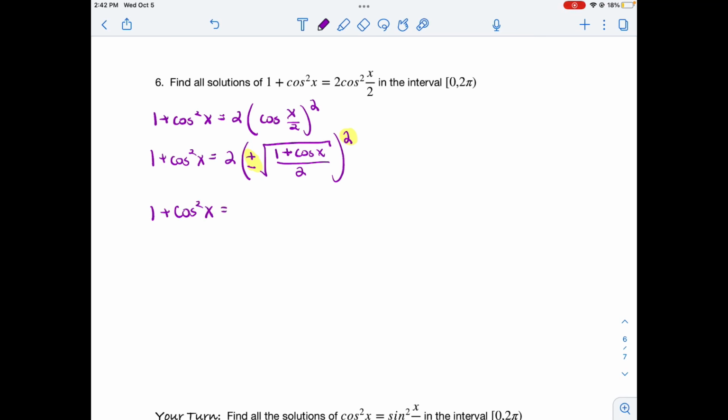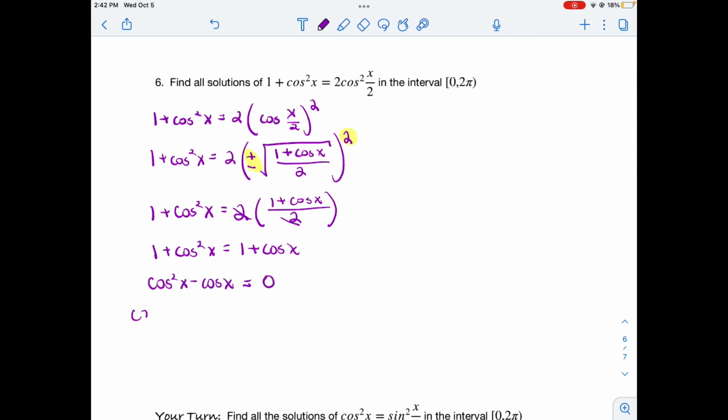All right, so when I square the square root of 1 plus cosine of x, the square and square root cancel each other out. And when I square the square root of 2, the square and square root cancel each other out, so I'm just left with the 2, and then the 2 cancels with the 2 outside. So I have 1 plus cosine squared x equals 1 plus cosine x. Now let's get that equal to 0, since this is a quadratic, and then we're going to see if we can solve this. I'm going to take out my GCF of cosine x, and set each of those factors equal to 0.